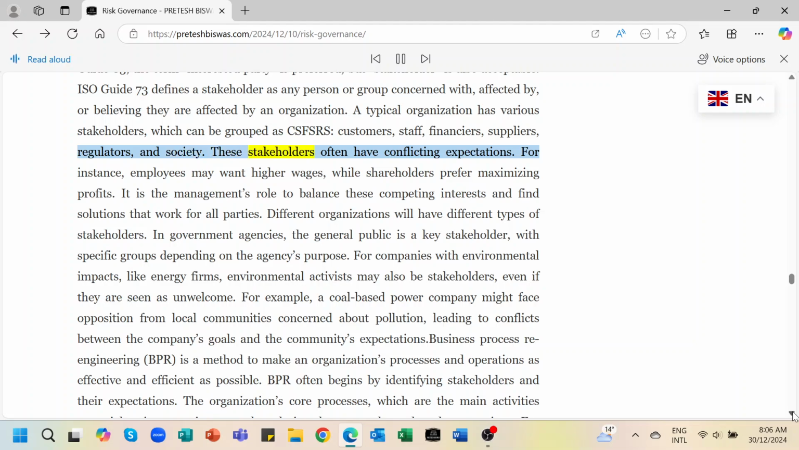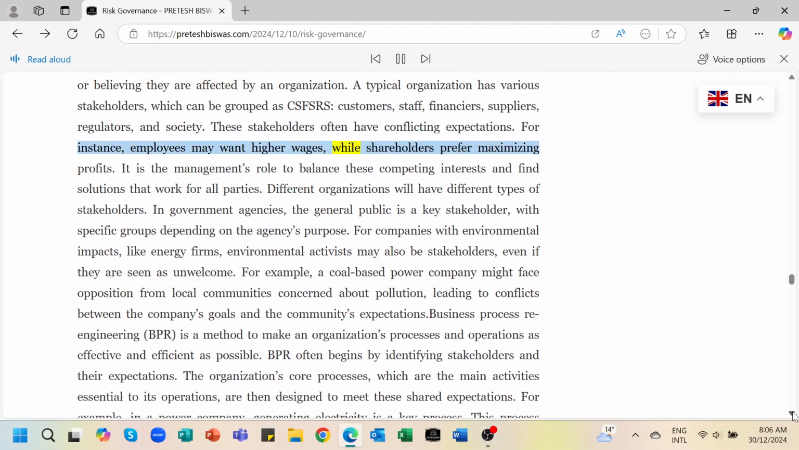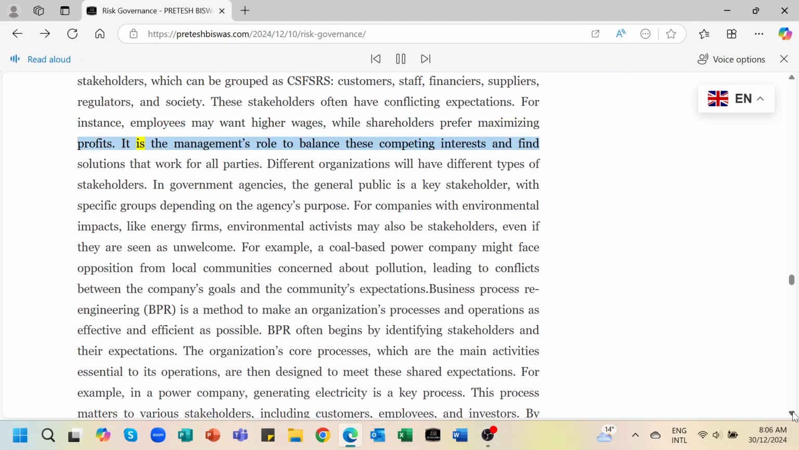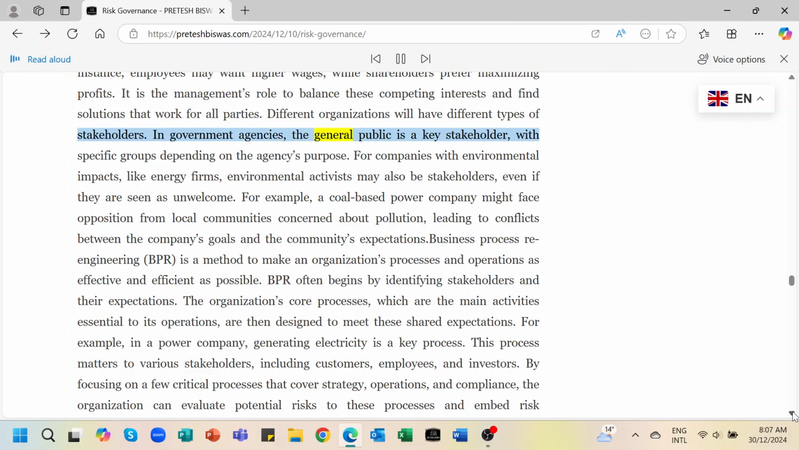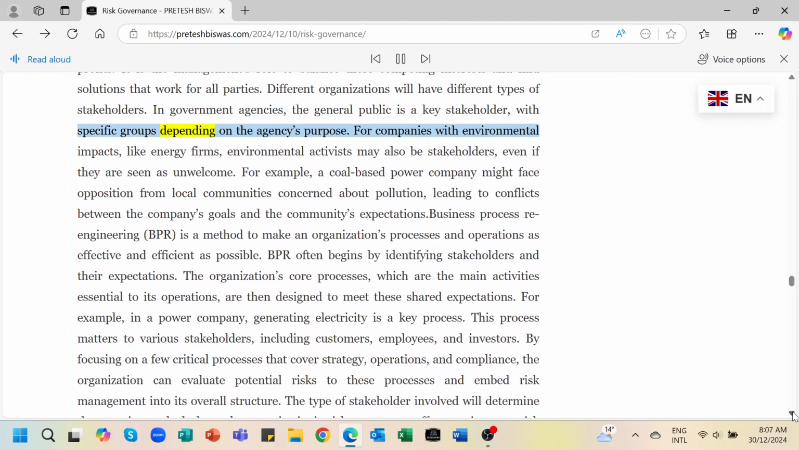These stakeholders often have conflicting expectations. For instance, employees may want higher wages, while shareholders prefer maximizing profits. It is the management's role to balance these competing interests and find solutions that work for all parties. Different organizations will have different types of stakeholders. In government agencies, the general public is a key stakeholder, with specific groups depending on the agency's purpose. For companies with environmental impacts, like energy firms, environmental activists may also be stakeholders, even if they are seen as unwelcome. For example, a coal-based power company might face opposition from local communities concerned about pollution, leading to conflicts between the company's goals and the community's expectations.